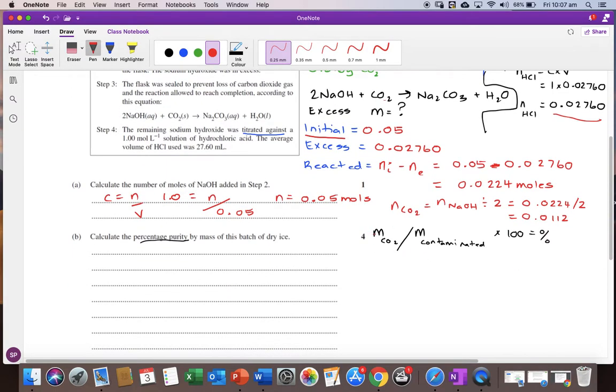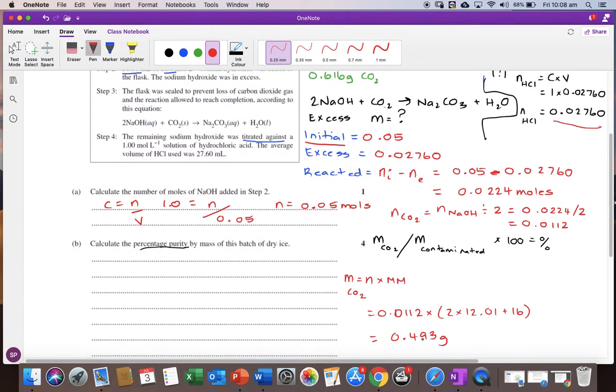So to get our mass of CO2 from here, mass equals number of moles times molar mass. We're dealing with CO2 still, so it equals 0.0112 times (12.01 plus 2 times 16), always showing that molar mass calculation. That is 0.493 grams.